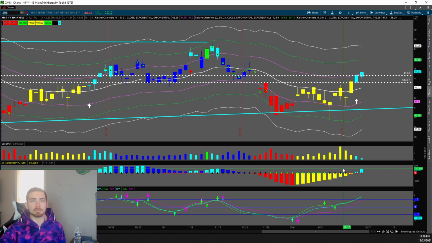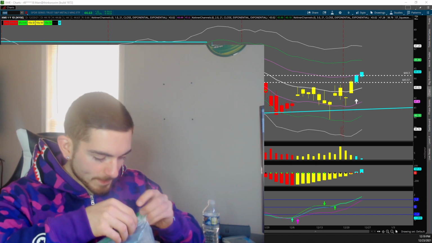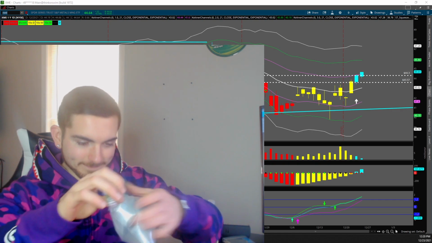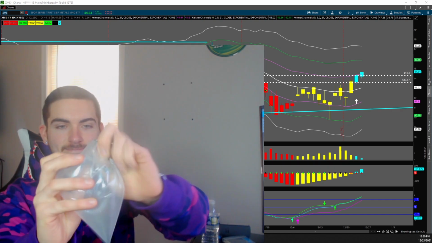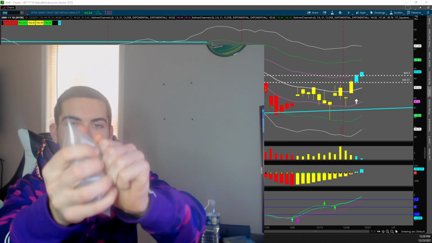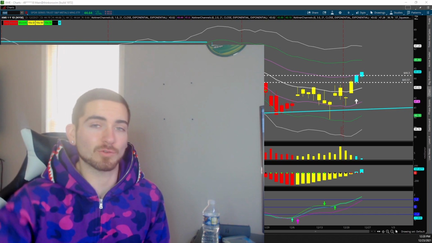So imagine you take a plastic bag, you blow air into the plastic bag and you twist it up. Well, eventually that bag is going to pop. That's exactly what's going to happen with the stock once the squeeze fires.